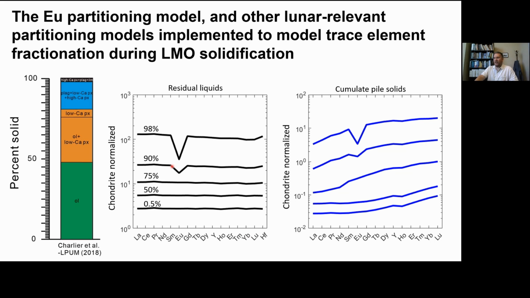And then, of course, you also see the development of a negative europium anomaly. And the onset of that is when the magma ocean is plagioclase saturated. So the plagioclase takes most of the divalent europium out of the liquid and sequesters it into the crust. And of course, there's also a negative europium anomaly in the mafic cumulates that pile up at the base of the magma ocean.